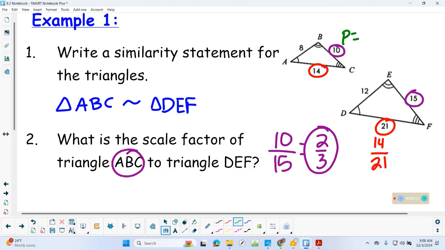So let's do the perimeter of the top triangle. What's 8 plus 10 plus 14? Yes, you got it? Let's do this guy. What's 12 plus 15 plus 21? Got it. So the question is, I gotta scroll it back down, we gotta read closely. Am I going to do 32 over 48 or 48 over 32?